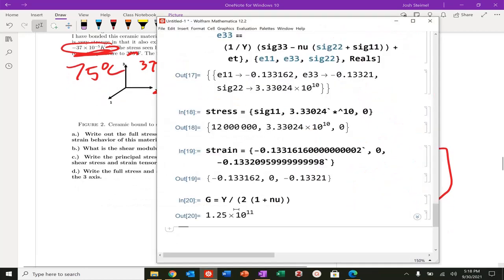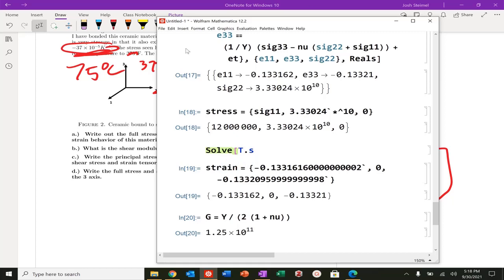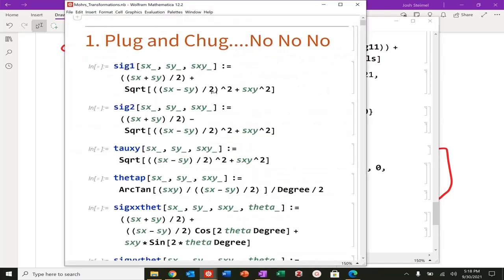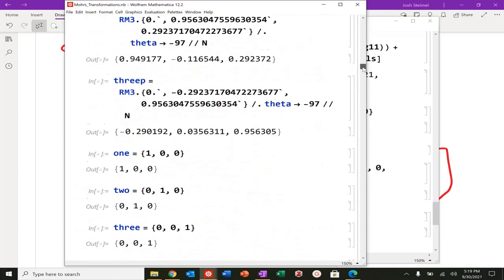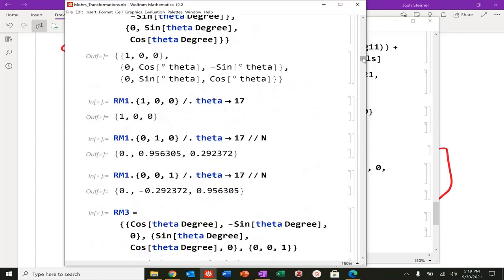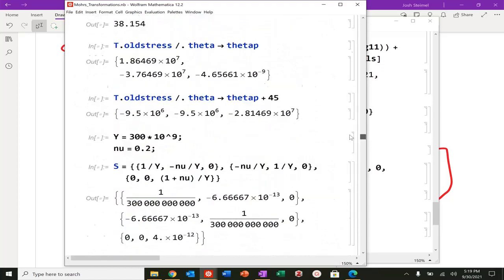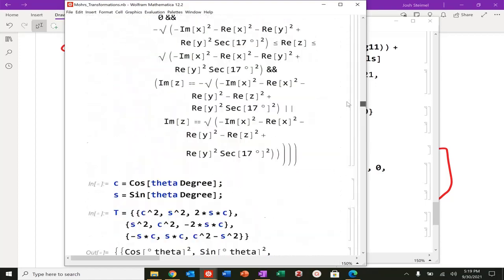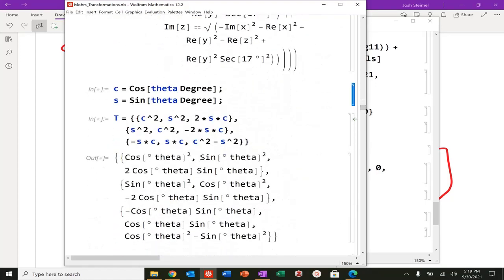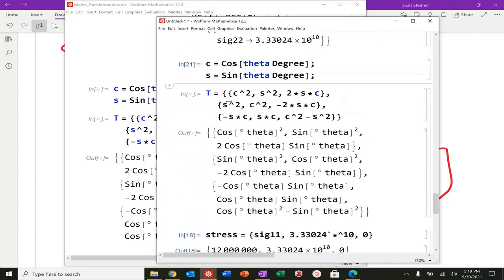Write out the principal stress and strain tensors. So I only have sig 11, sig 22, no sig 33. So if I want the principal, I'm going to basically solve for T dot, here's where I need to pull up my more transformations and more notebook. Can be very helpful. Linear algebra is awesome for sure, but I want to get to my T matrix. There we go. So let's pull this one in here, right above here, cosine sines.